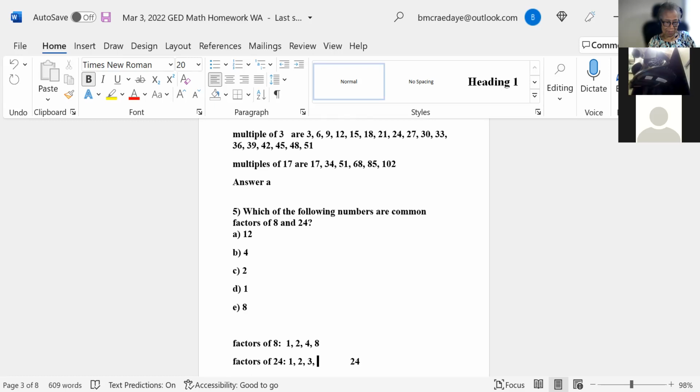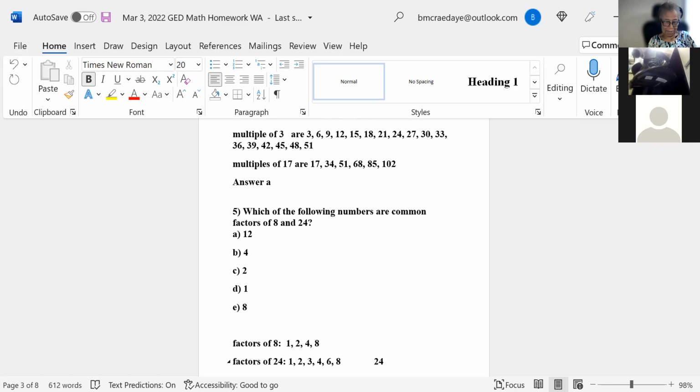What about 4 times 6? 4 times 6 is 24. Oh, yeah. So there'll be a 4, and there'll be a 6. 6 times 4 is 24. That's right. And what else? And then 8. 8 times 3 is 24, right?